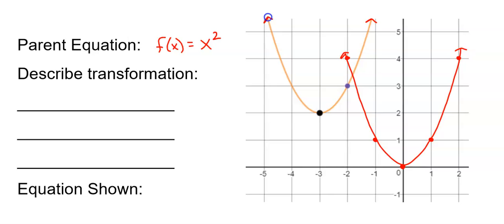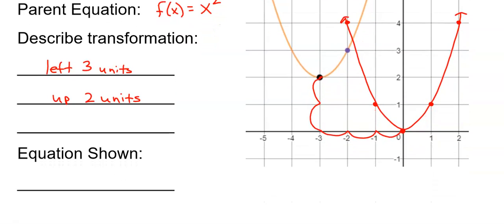I'm going to assume that all that happened is our graph went 1, 2, 3 to the left and 1, 2 up. So left 3 units and up 2 units. No stretch, no reflection. Nothing else. So our new equation then, that left 3 is going to be a plus 3 on the inside. That's the opposite of what we think. And then this one is going to be a plus 2 on the outside.